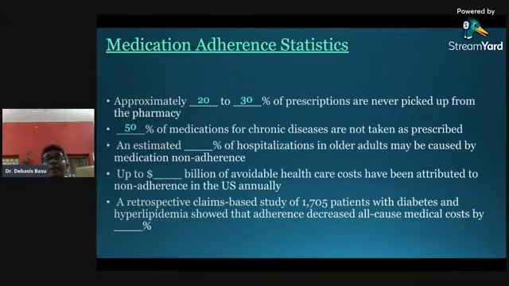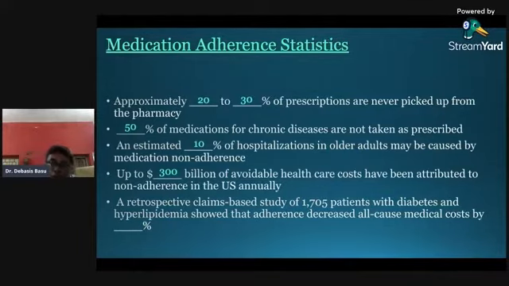Then what percentage of medications for chronic disease are not taken as prescribed? Either you're taking twice what is scheduled for you, or taking once, or you're not taking it 2 days in a week. And an estimated how much percent of hospitalization in older adults, the elderly population, almost 10% of the hospitalizations. But this is American data, and I'll tell you, this is much worse in our country. Up to $300 billion of avoidable healthcare costs are attributed to non-adherence in the US annually.